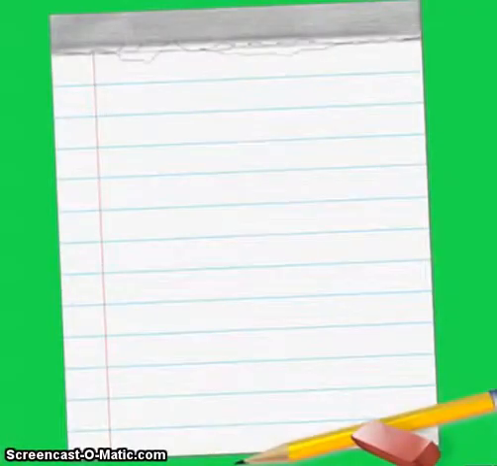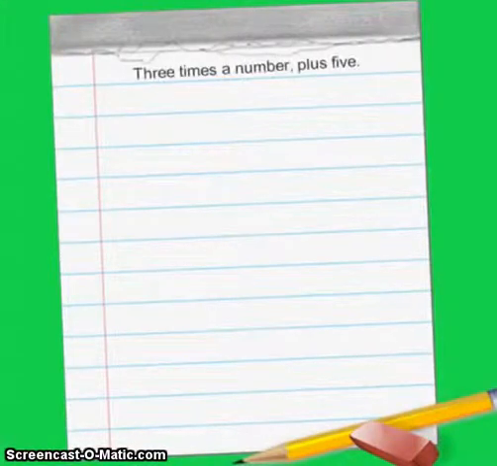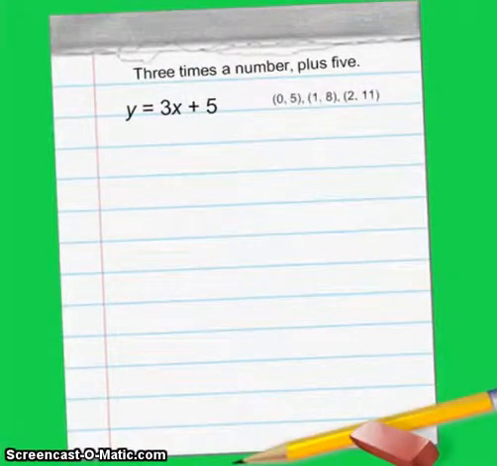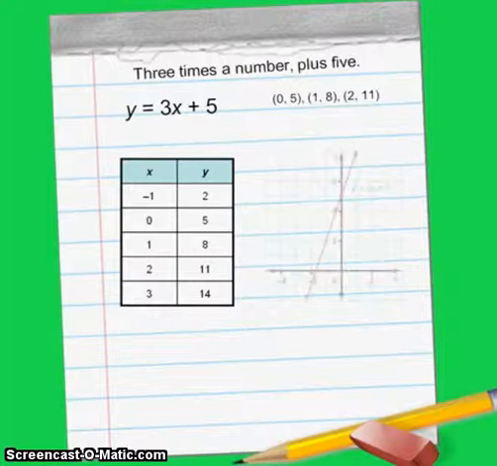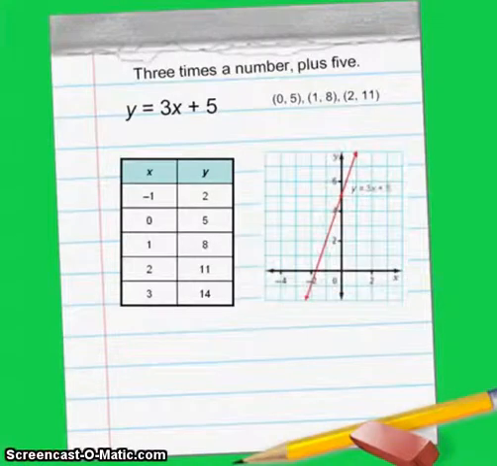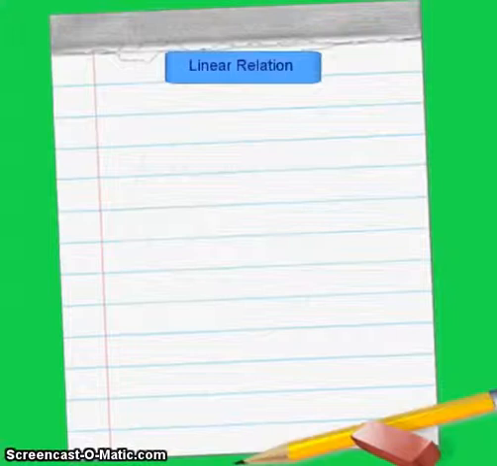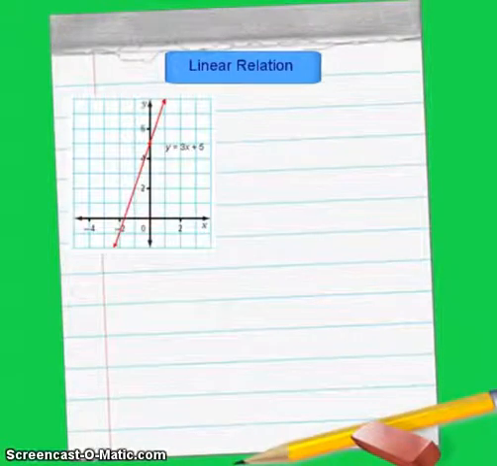A relation is a relationship between two variables. It can be presented in a variety of ways: in words, as an equation, as ordered pairs, as a table of values, or as a graph. A relation can be linear or nonlinear. A linear relation forms a straight line when the data are plotted on the graph.